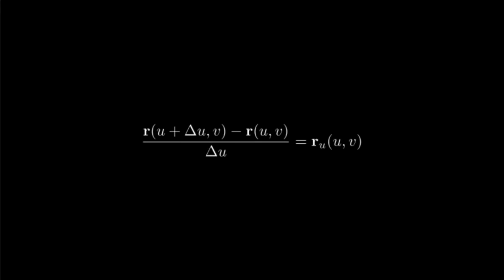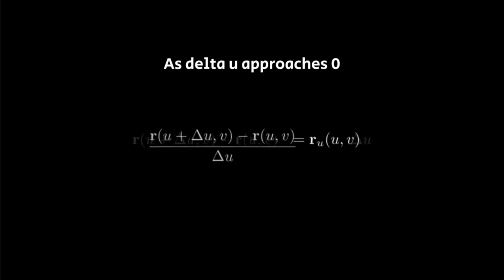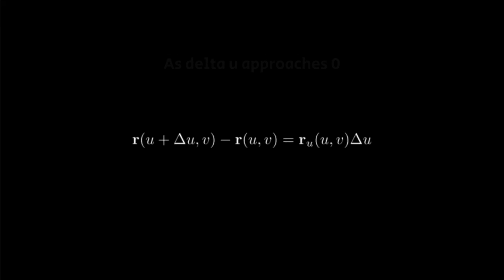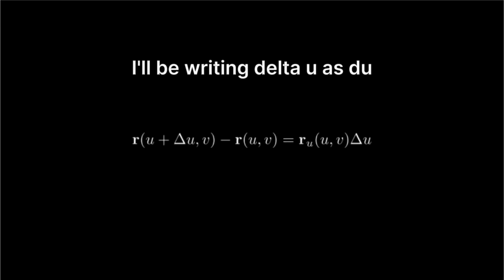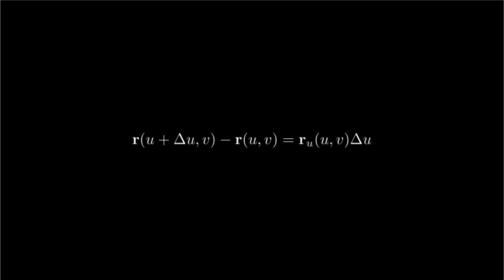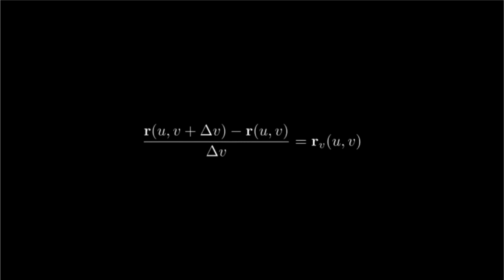So recall that this is the definition of the derivative, and if I multiply delta u on both sides, I get that this difference vector is equal to the derivative with respect to u times delta u. And I can do the same thing for v, right? I can say that this difference vector that I got from v is equal to the derivative with respect to v times delta v.